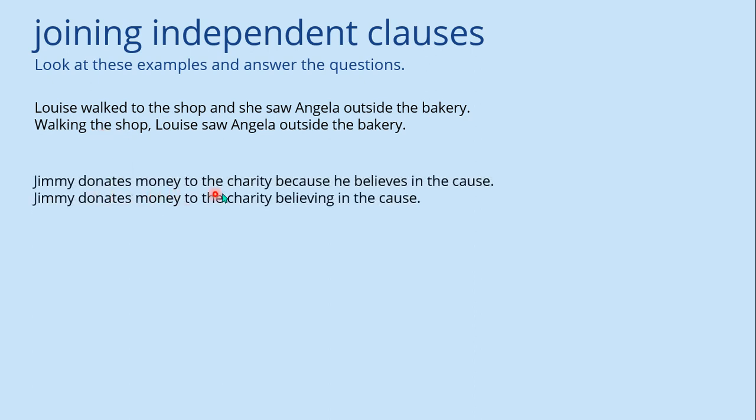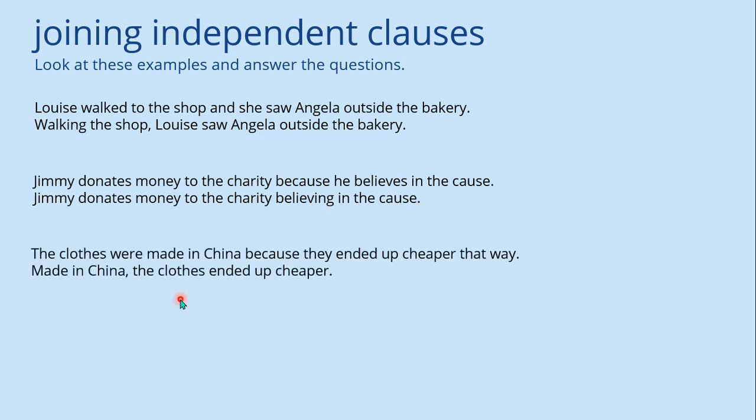Jimmy donates money to the charity because he believes in the cause. Jimmy donates money to the charity believing in the cause. So, believing in the cause. See, right? The next one, the clothes were made in China because they ended up cheaper that way. Made in China, the clothes ended up cheaper.